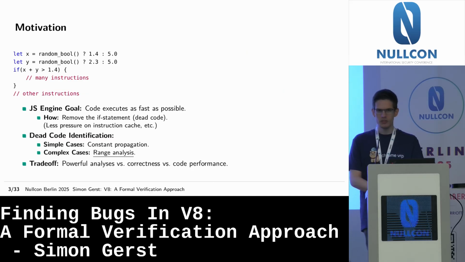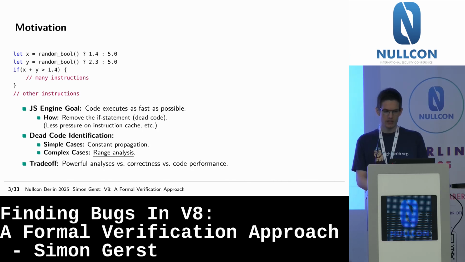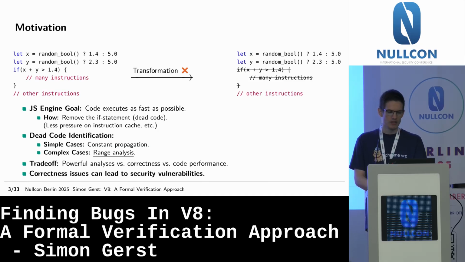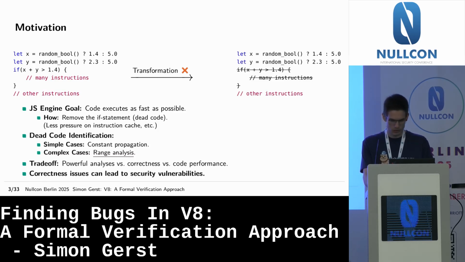For example, we slightly change the example so that x is either 1.4 or 5, and y is either 2.3 or 5. Let's say we have an analysis that says our if condition is dead code, and removes it. Obviously this information is wrong, because just looking at y, we see that 2.3 is obviously greater than 1.4, so this if condition is true and not dead code.